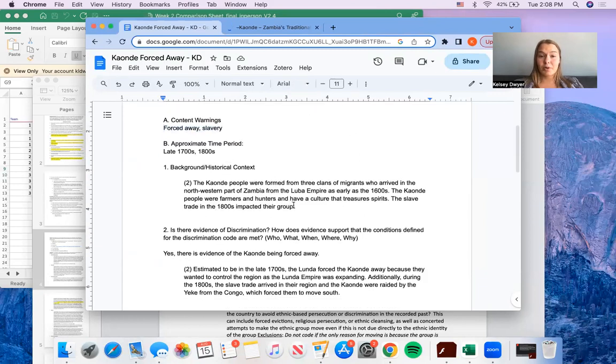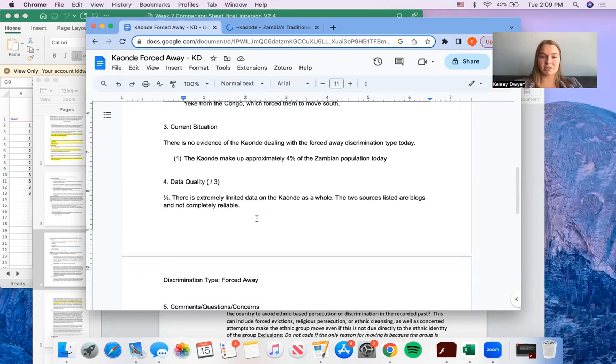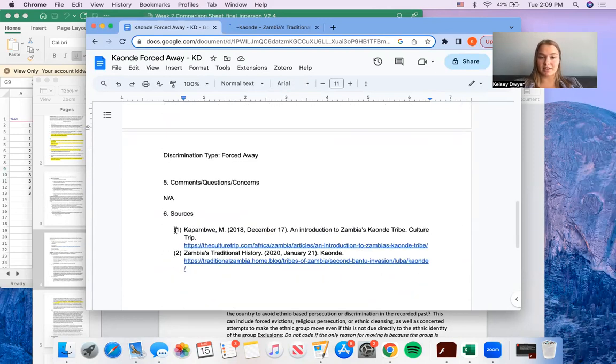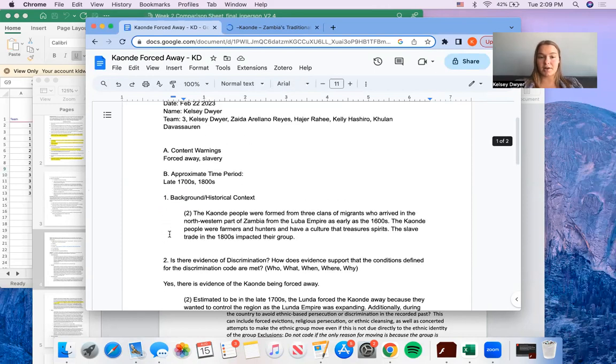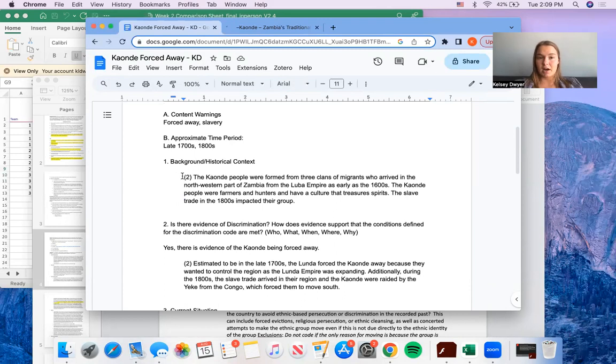So, very important, this section: background historical context. I like to organize mine by source for anyone that might be looking at this. At the bottom here, you'll see my sources, and they're numbered and alphabetized. So as I'm looking through, I know that if something has a 2 in front of it, it came from the second source listed in the bibliography.